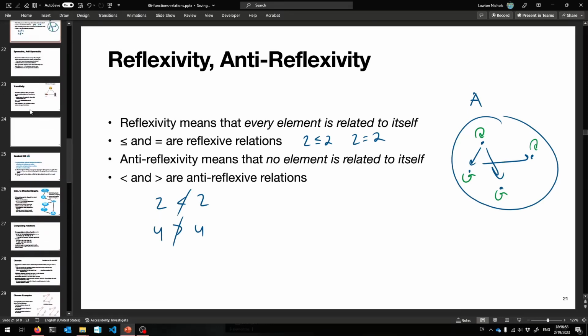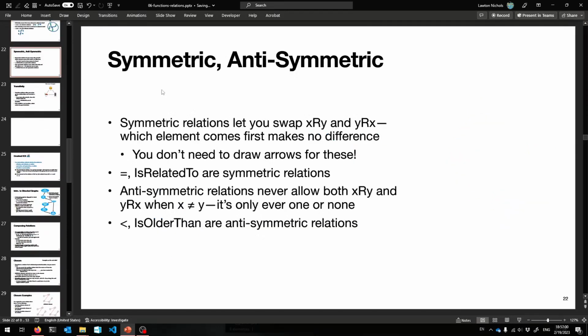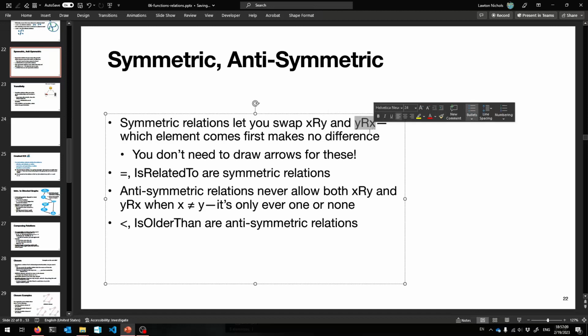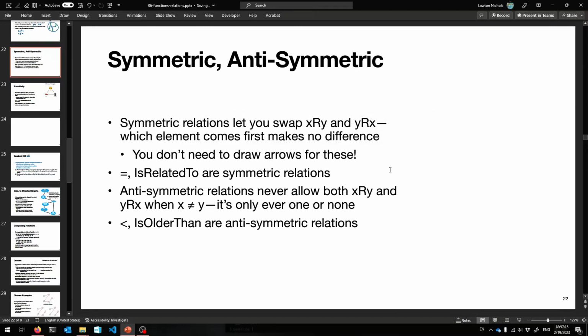Next we have symmetricity and anti-symmetricity. When you have symmetric relations, those let you swap. So if x is related to y, then you must also have y related to x. You must always be able to reverse the arrow, all right? Which element comes first makes no difference because you should be able to swap.